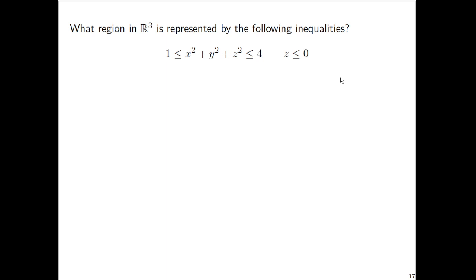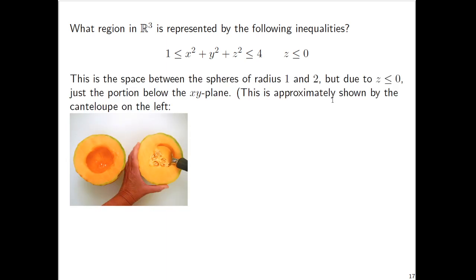No z equals 0.1. Yeah, the first double inequality would allow it, but this third inequality, I guess I'd call it, z less than or equal to 0, that we're adding that restriction in. Right now, we want all of these things to be satisfied. What should this look like? I would say that this looks like hollowing out a cantaloupe, right?